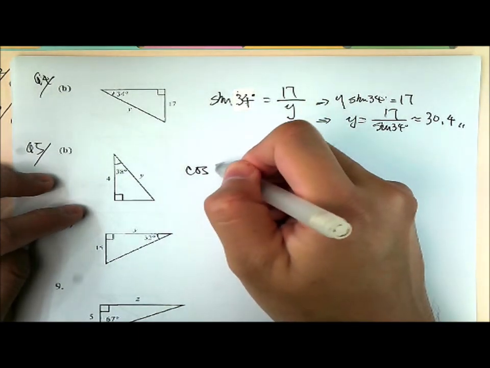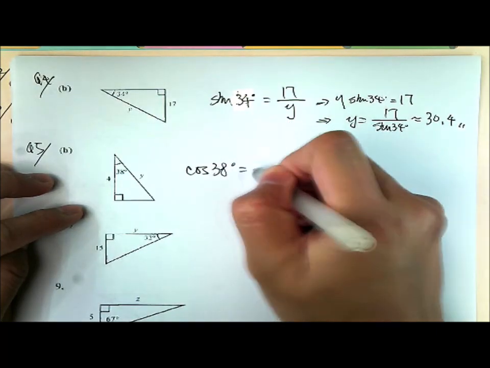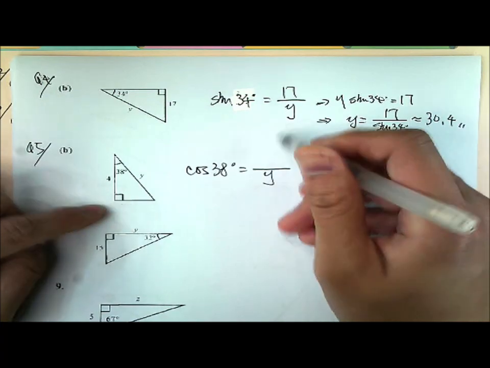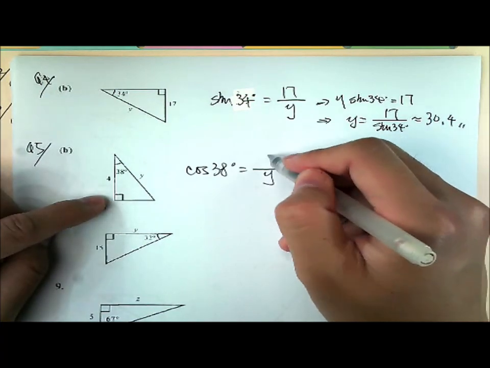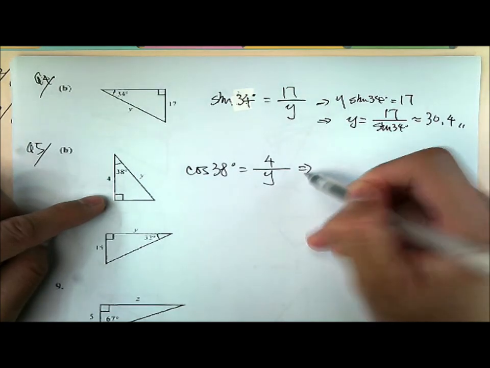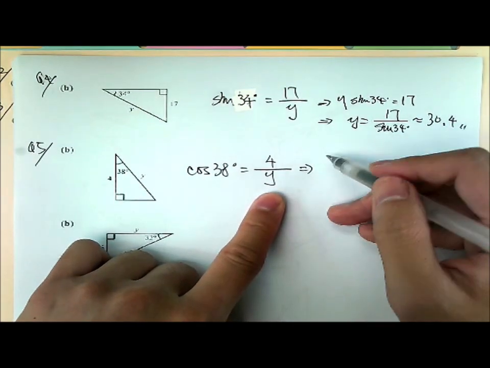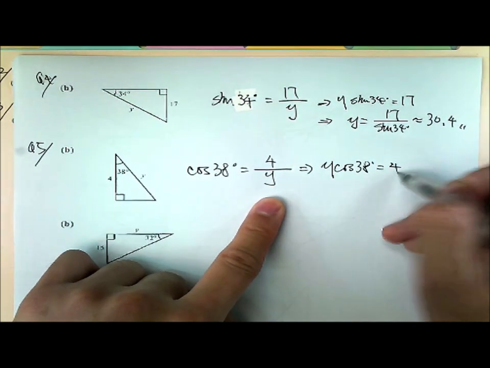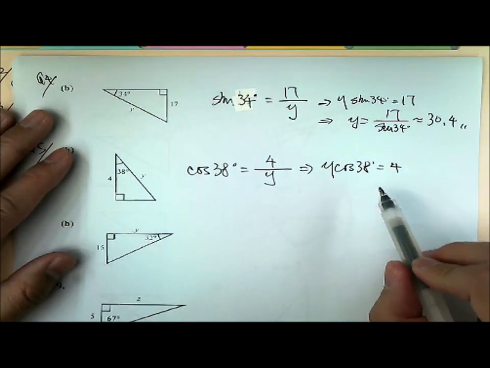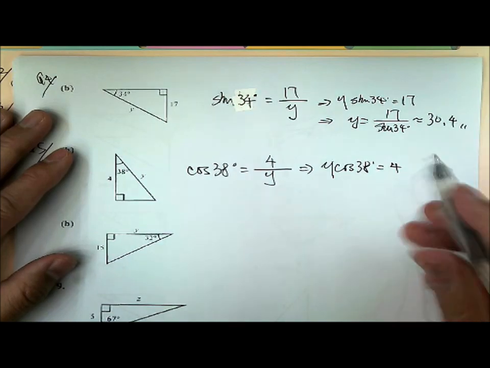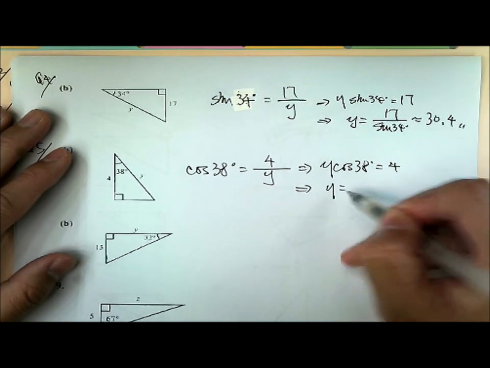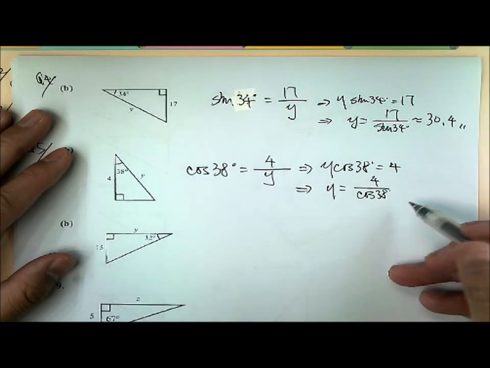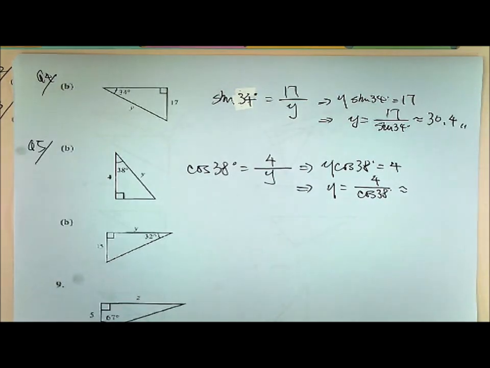So cosine 38 degrees equals, put a fraction line, always write the denominator, the longer side y. It should be 4 above. You have a denominator again, right? So times both sides by y, you have this. Remember, you have to write this calculation step by step. Don't jump steps. So y here, divide both sides by cosine 38, so y equals 4 divided by cosine 38, and then go to the calculator.